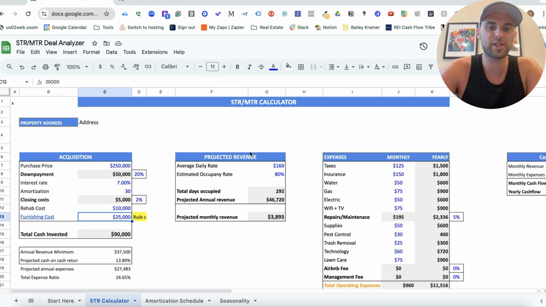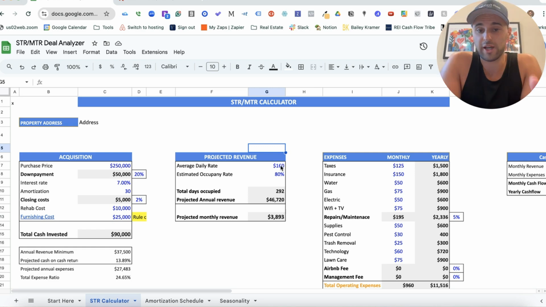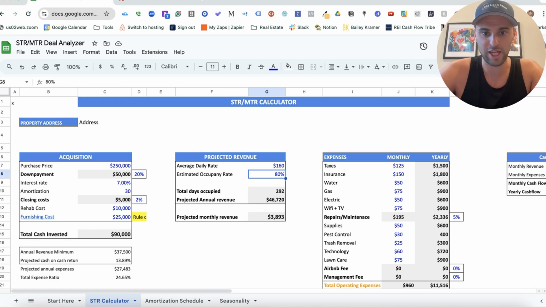Now, moving on to projected revenue, this is going to work again, whether you're doing a short-term rental or mid-term rental. So if you're doing a short-term rental, it's super easy to just put in an average daily rate, also known as ADR, and your estimated occupancy rate. And if you're like, well, I'm really focusing on mid-term rentals and I'm only going to do some short-term rentals, you can still move these numbers around to make sure that your projected monthly revenue number is accurate. Okay, so you'll change only the numbers in blue here. So you can change the ADR and the estimated occupancy rate, and that will adjust these numbers down here.